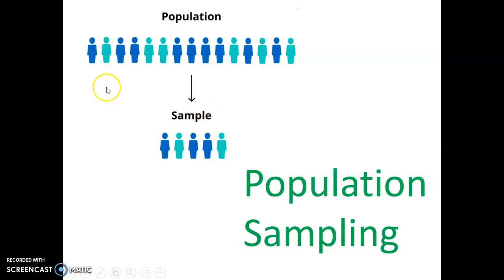Therefore, what we do is we take a sample, which is a small group from the population, but we want to make sure that that sample is a good representation of the whole. And that is where population sampling comes in. How can we choose the best sample to represent the whole?